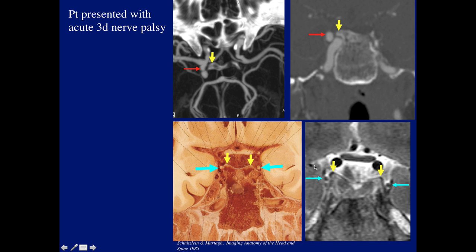So you could see why you'll end up with third nerve symptoms as the nerve gets compressed by the enlarging aneurysm, pushing it against the dorsum sellae and the clinoids. So this is kind of a nice example of why you end up with a third nerve palsy.